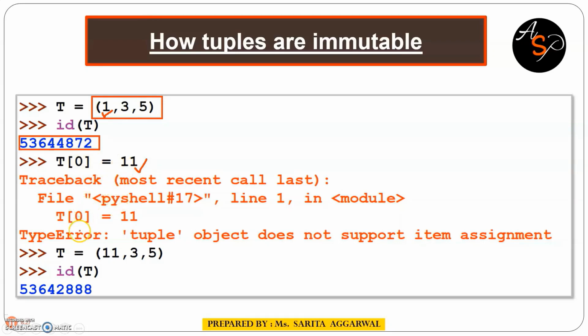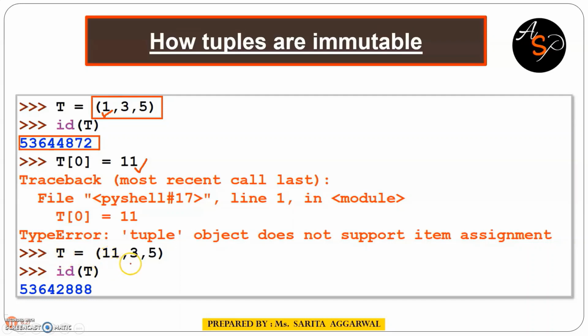11. But it will give the type error. Tuple object does not support item assignment. That means we can't change the elements of a tuple in place. That means tuples are non-modifiable. We can't modify the tuple. If we want to change the tuple, then we will have to create the new tuple.